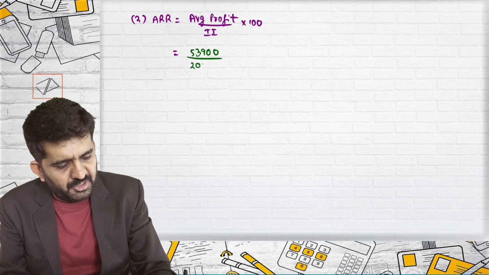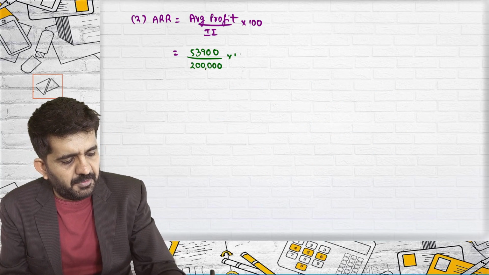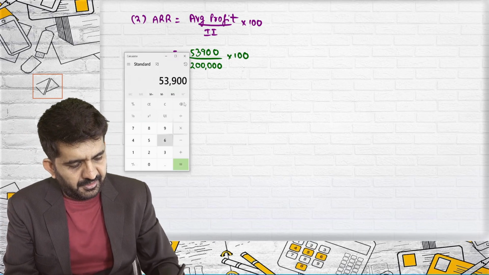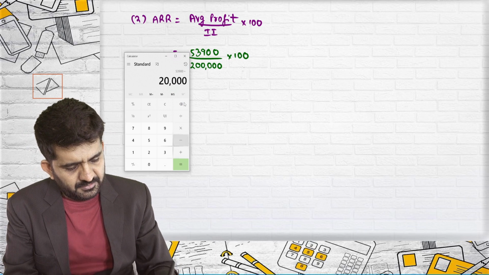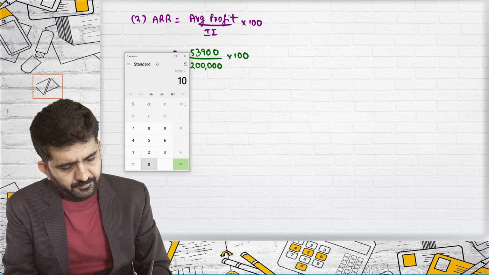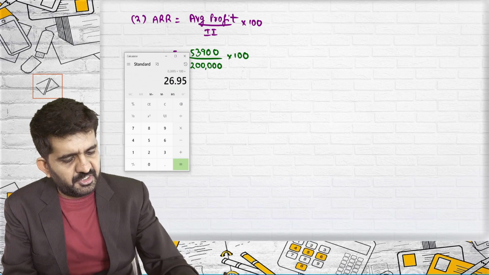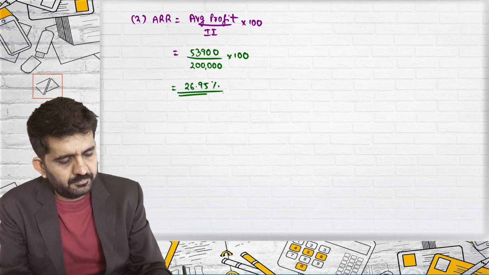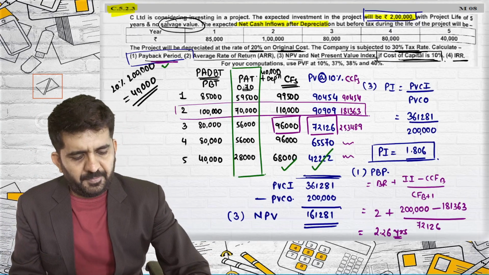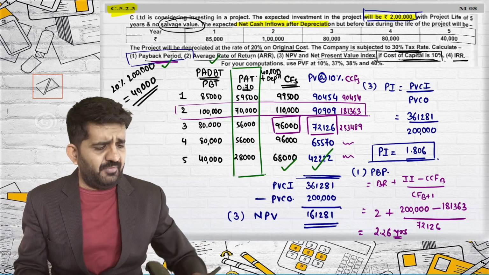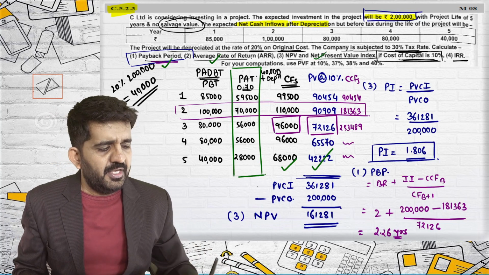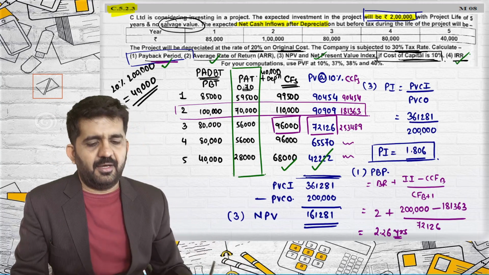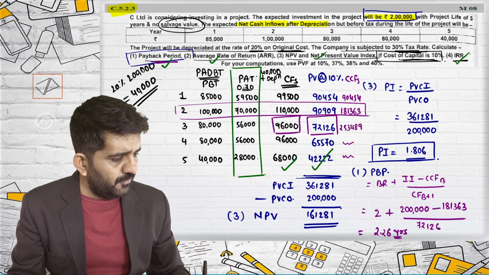Average profit, 53,900, divided by initial investment 2 lakhs multiplied by 100. It is 26.95. I have solved payback period, average rate of return, very simple, based upon formula, NPV and PI. What is remaining is IRR, internal rate of return.